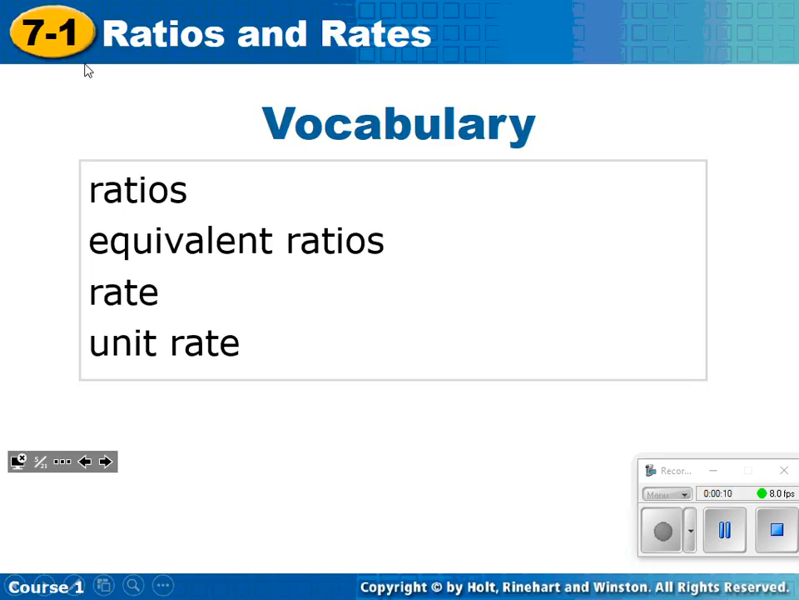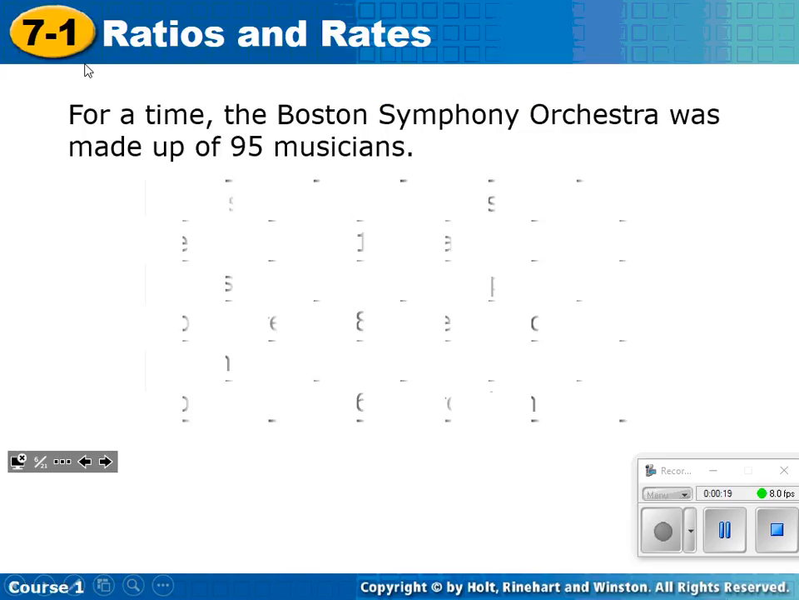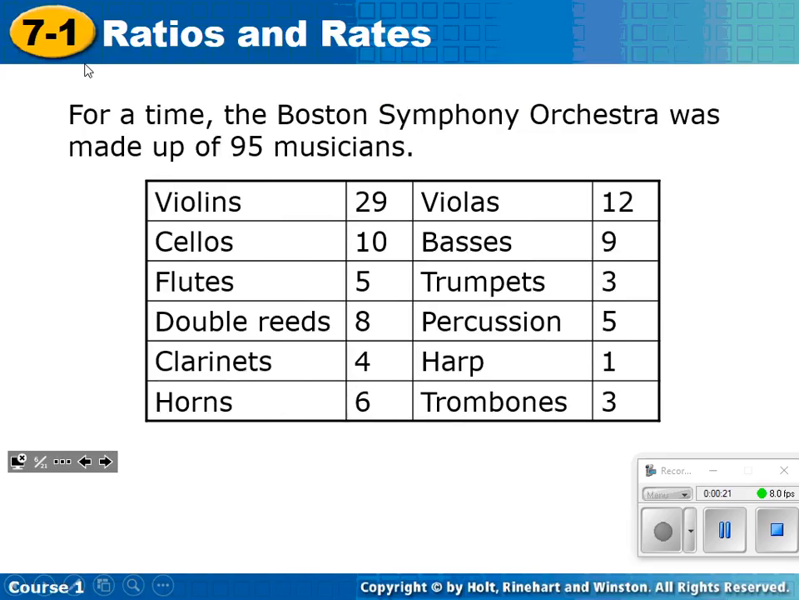Okay. Today we're going to talk about ratios, equivalent ratios, rates, and unit rate, meaning how much one thing costs versus a group. All right, first of all, for a time, the Boston Symphony Orchestra was made up of 95 musicians. Okay, so you had the musicians that are there. You had 29 did the violin, 10 did the cellos. What do we got? 5 do flutes.